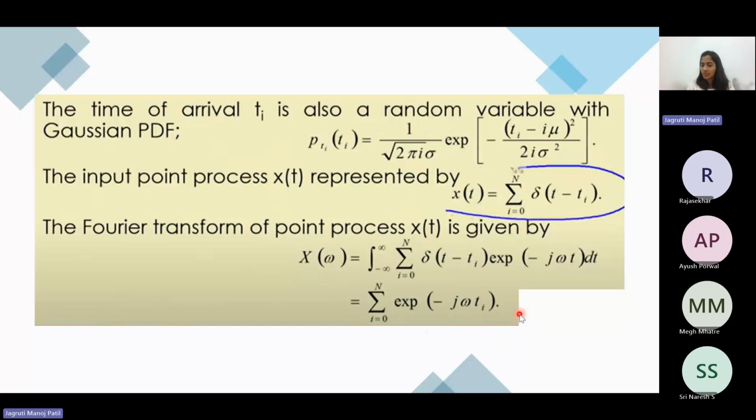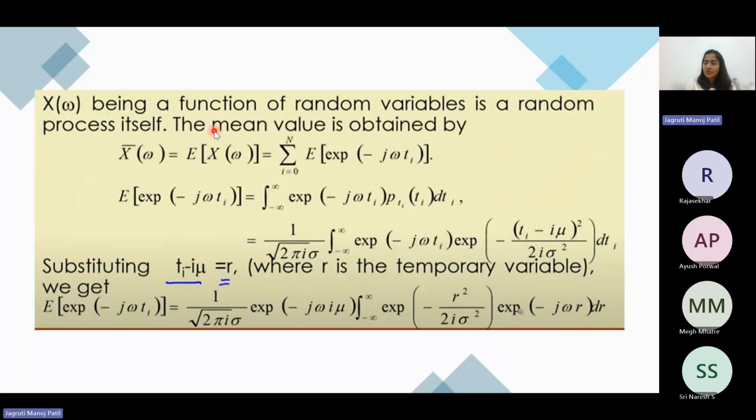So this is the Fourier transform of this point process, x of t, as nothing but a sum of multiples of this exponential signal. So if that x of omega, being a function of a random variable, is a random process itself, because it was initially defined using white noise, which itself involves some randomness, then the mean value can be obtained by taking an expectation. Similarly, variance can also be obtained by taking a second order expectation. So here they took the expectation of our exponential signal. To elaborate, the expectation would be nothing but the sum over the probability distribution at each and every timestamp. So we can now integrate the formula of the Gaussian PDF here, and accordingly substitute the values.